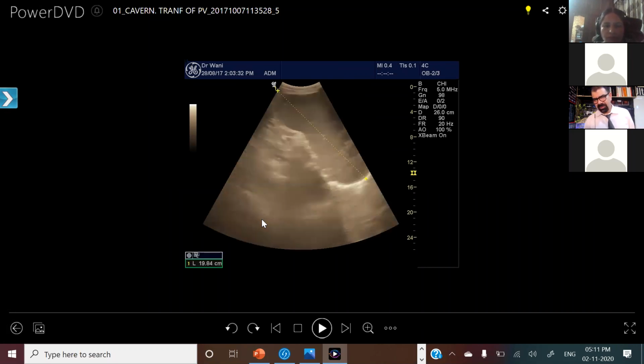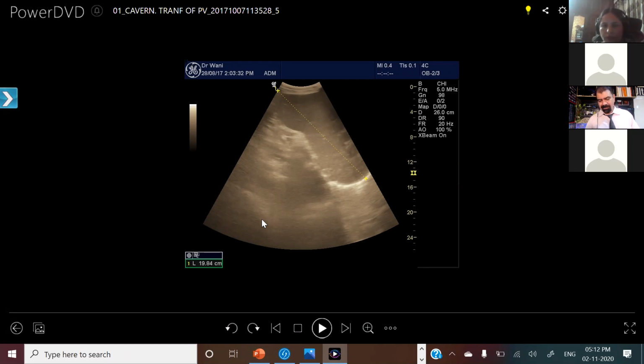This is the liver. Sorry, this is the spleen, which is about 20 centimeters. So this is a splenomegaly. What else do I have to see in this patient whenever I am seeing a splenomegaly? If I put a probe on the spleen first and I'm seeing a splenomegaly, what do I have to see next?